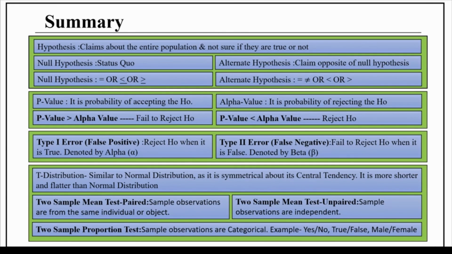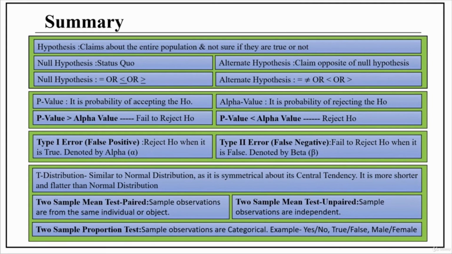Then two sample proportion tests. In this sample observations are categorical. For example, yes or no, true and false, male, female.